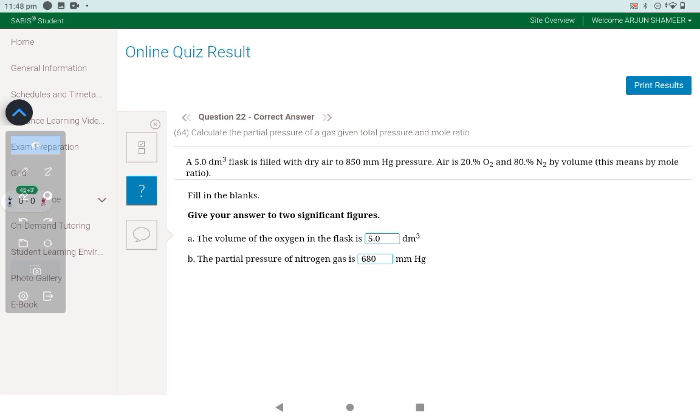Now partial pressure, we have 20% and 80%. Now here, like I said, they said that this means by mole ratio. So 80% can be 0.8 multiplied by the pressure to find the partial pressure. So we can take this 80% of nitrogen as the mole fraction. So 0.8 multiplied by 850 gives you 680. Yes, that is the partial pressure of nitrogen. Okay, last question.